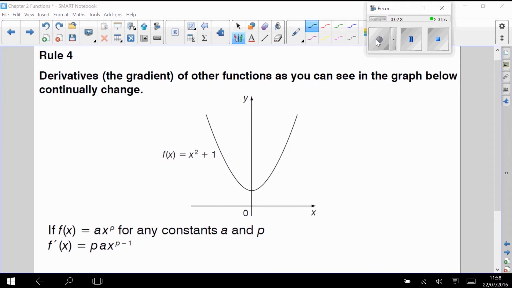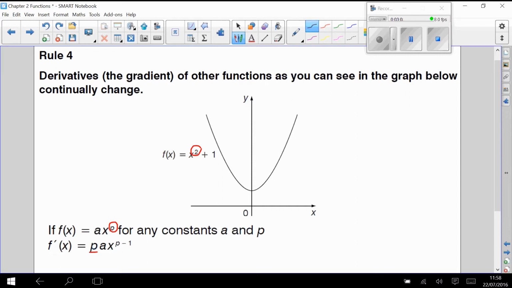Rule number 4 is a very important rule. This is going to give us a rule for finding the derivative without the definition. Over here I've given you a graph of a parabola. You can see that the parabola is x squared plus 1. In order to find the derivative function for this graph, I'm going to concentrate on the exponent of x. If I have an exponent, then that exponent goes down as a coefficient factor, and then I minus 1 from my original exponent.